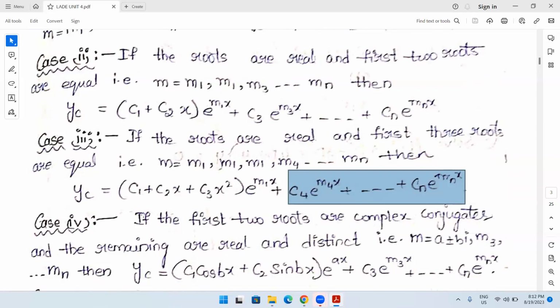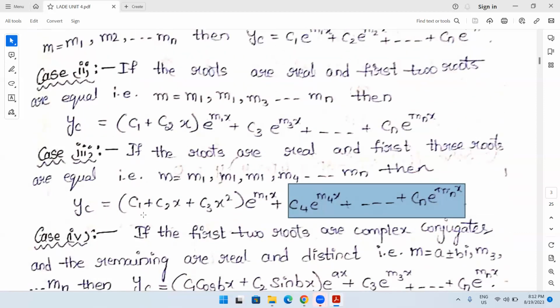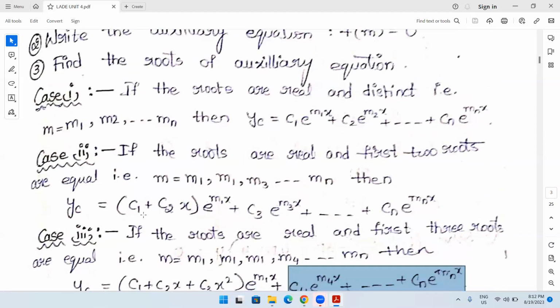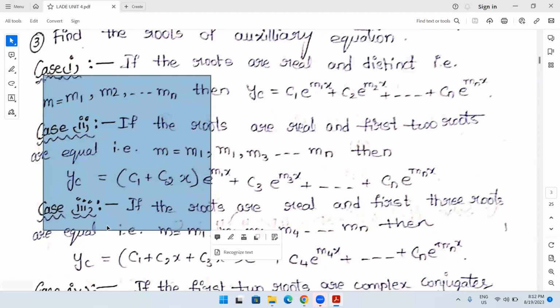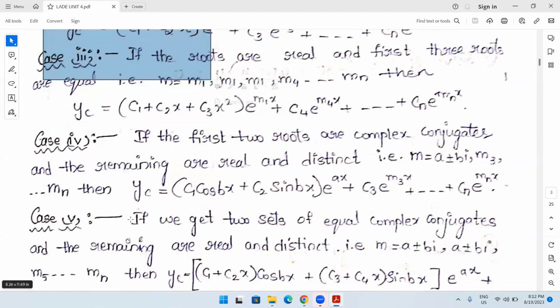Okay. And let us check the fourth case. I told you, there are five cases. The first three cases, real, distinct and equal, we have seen. But the fourth and fifth are complex roots.